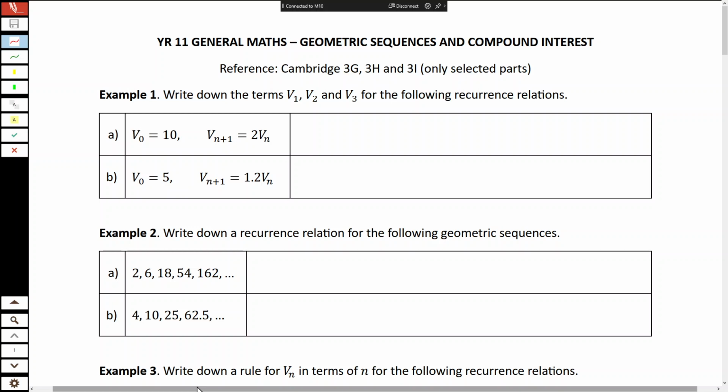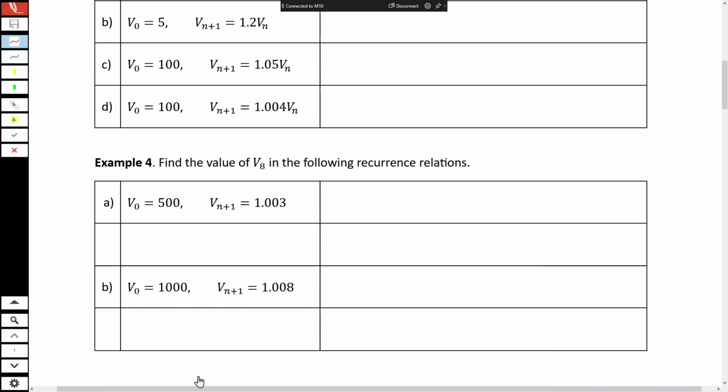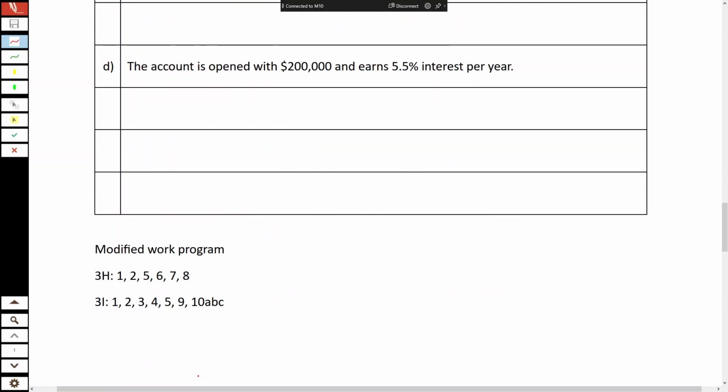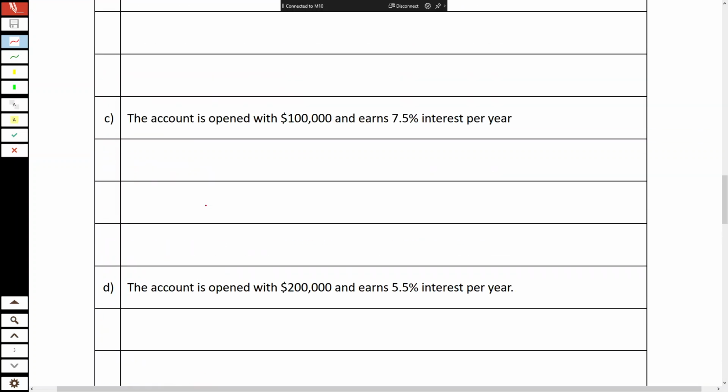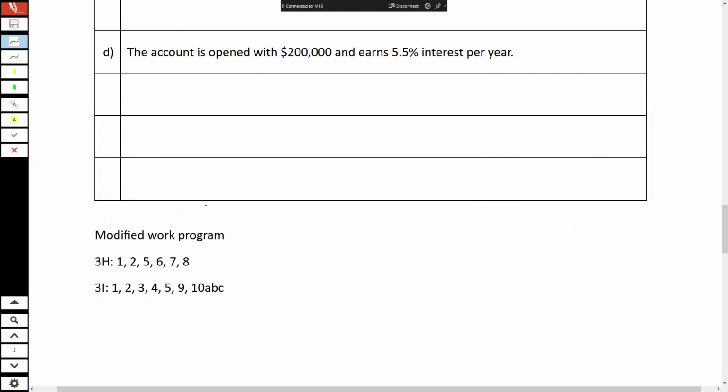all of it. So the only thing that I will test you on regarding geometric sequences and compound interest is what is on this sheet. And at the very end on the other page, there are some questions at the bottom. So you see that? That's your new work program, okay? So this replaces what's on the first work program that I gave you. So the following things are not on the tests next week.